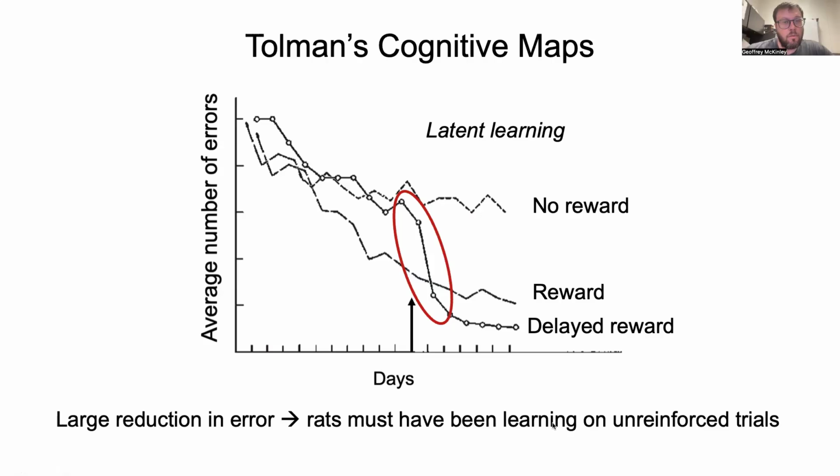Okay, so the first experiment suggests that something's going on. They're learning something. Some information is being stored, whether that's the layout of the map itself or the sequence of responses that are required to complete the maze, right? So it's not clear what's being learned.